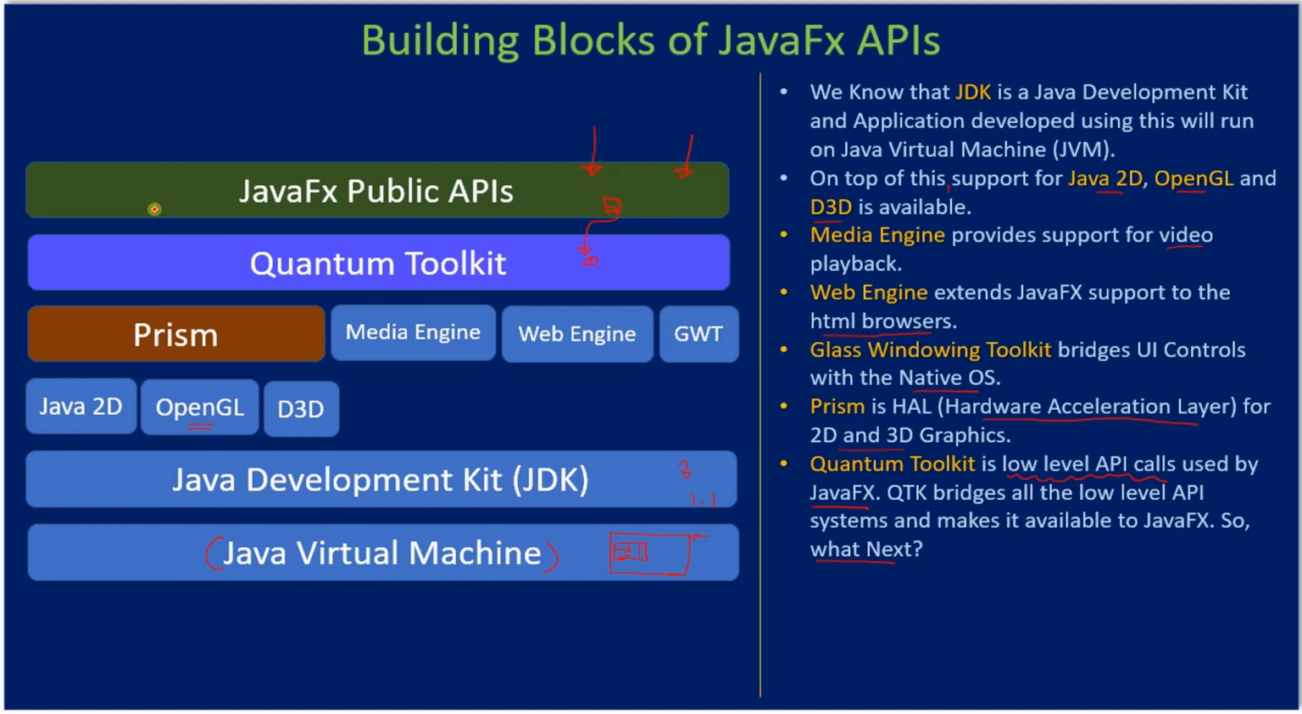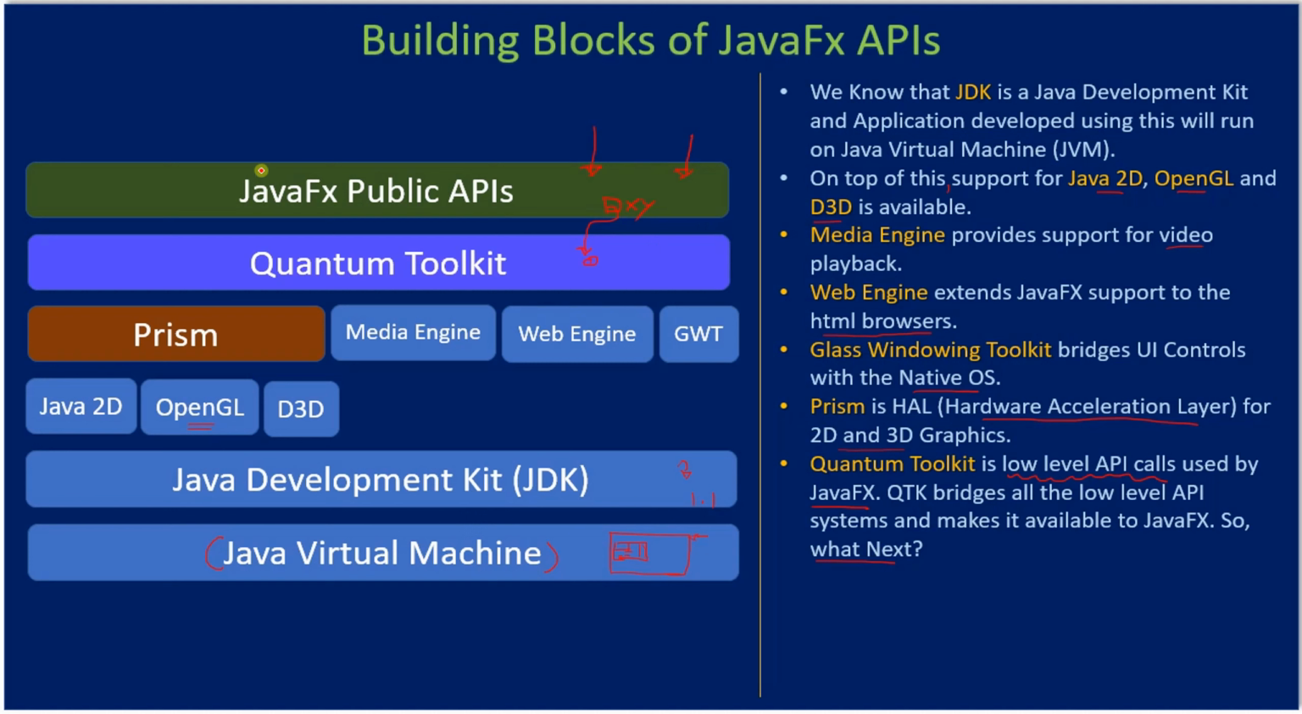So this is the building block. On top of everything is the JavaFX Public API. You make a call on a JavaFX exposed function, and that function may land up in the underlying building blocks. Through Quantum Toolkit, it may make a call to some of these building blocks. It all depends on the functionality you are accessing. Based on that functionality, it may make a call to the Media Engine and Java 2D, combine the functionality from these two, and expose that through a function, let's say XY. So this is the building block.